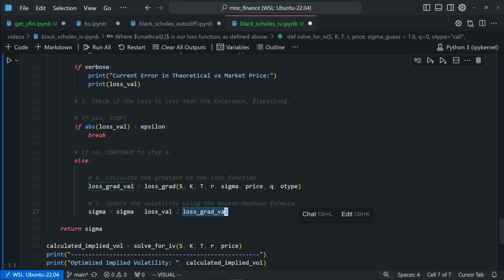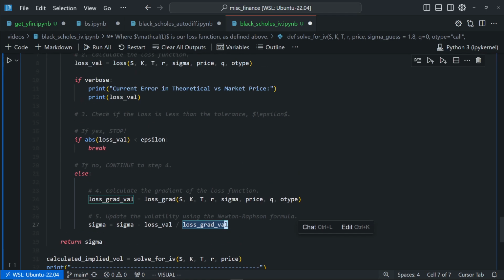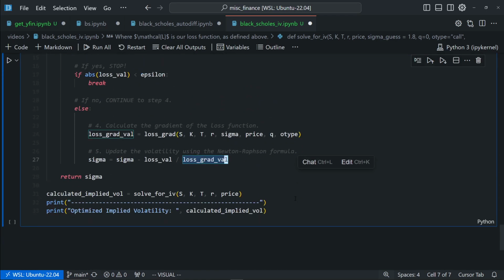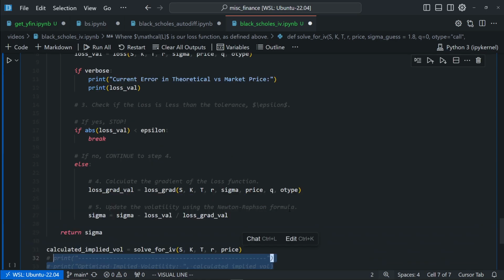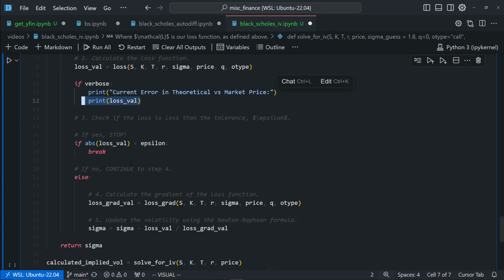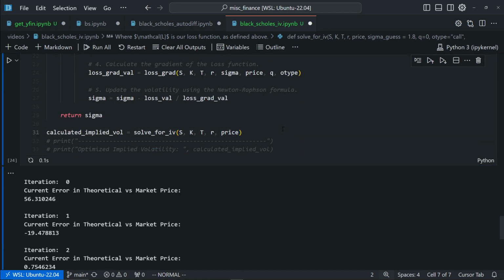And again, we used JAX to do automatic differentiation to obtain these gradients. Check out the last video if you want to know more about that. And then it will just continue through this loop until we converge to the correct value. So let's go ahead and run this function and see what happens. So we're printing out the loss. So over time, this should be decreasing, right?